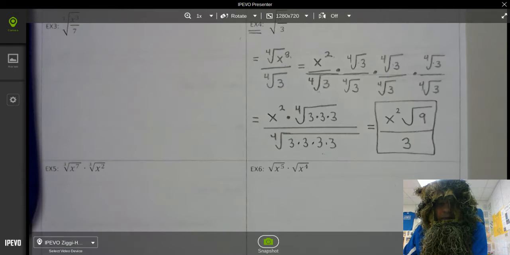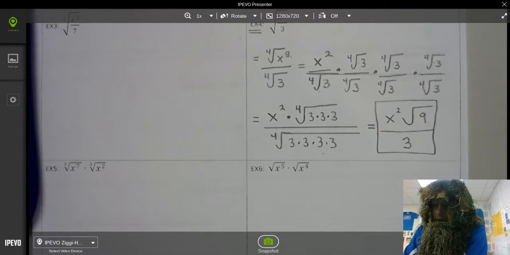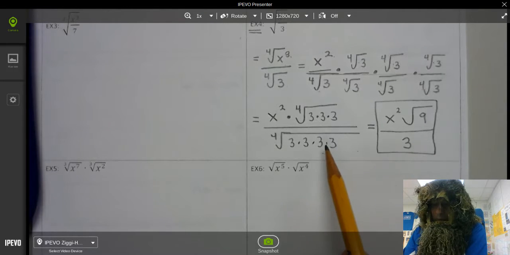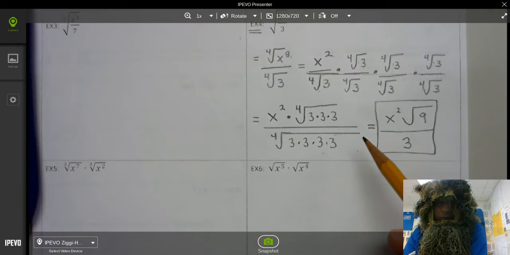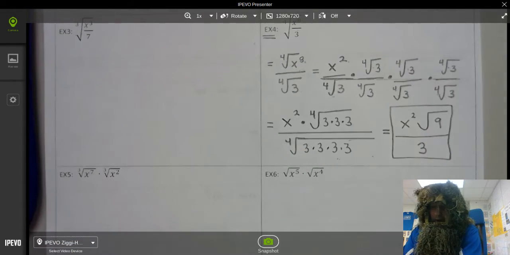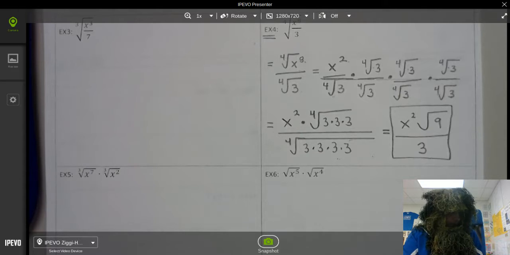Now, if you're kind of blinking your eyes and nodding your head like, what in the world's going on? I'm going to go over example 3 in class, and example 3 is similar to example 4. So hopefully you can ask questions in example 3, and I'll go over example 4 again if you like. Okay, all right. So now let's look at example 5.